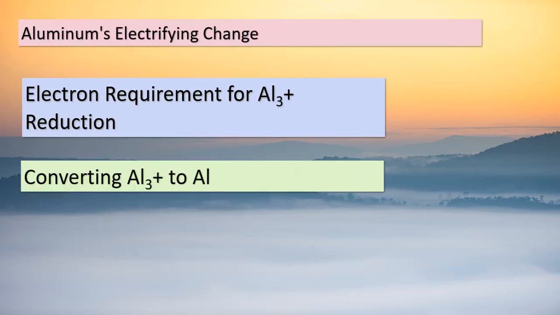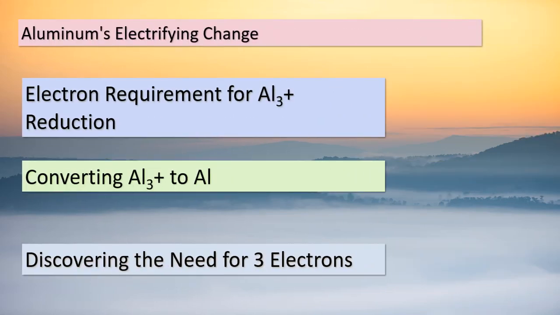Marvelous minds. Let's continue our exhilarating journey into the world of electrolysis. Our next stop brings us to the electrifying transformation of aluminum ions into aluminum. Brace yourselves for this captivating change. To achieve this remarkable feat, 3 electrons are required for each aluminum ion.